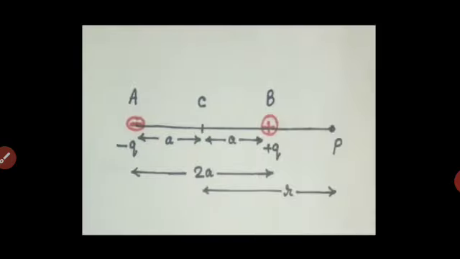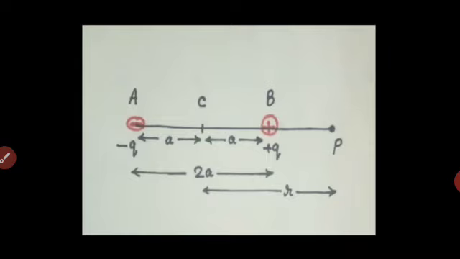Here we have plus q and minus q charges forming the dipole placed at points B and A respectively. They are separated by a distance 2a. So this system forms a dipole. Now we join the two charges by drawing a line and we extend it on one side. Our aim is to find the electric field intensity at the point P marked on that line.